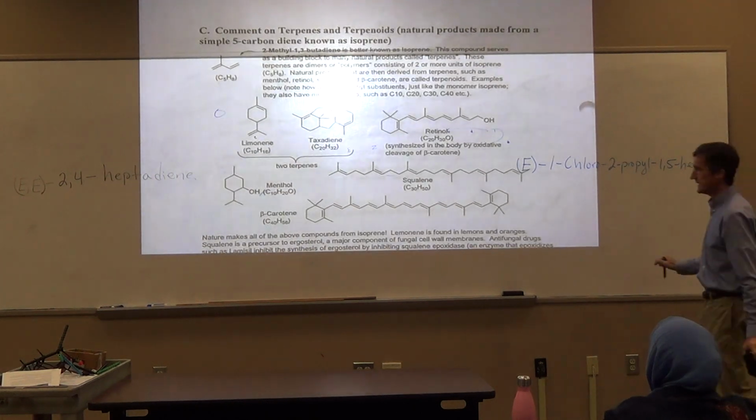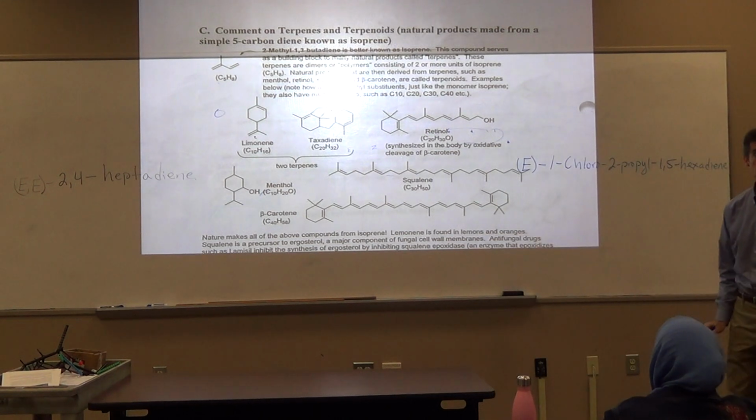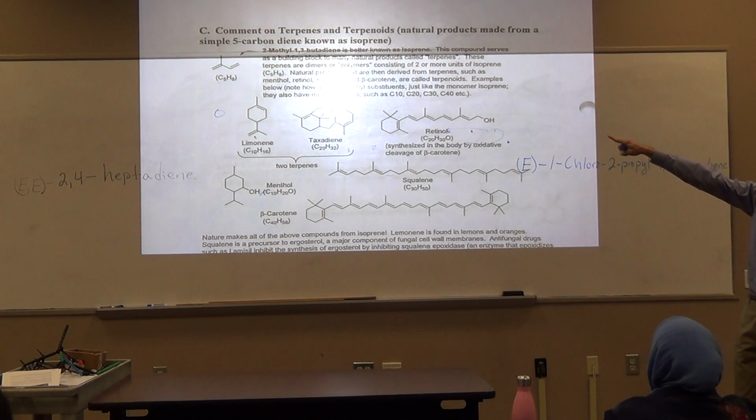There's beta-carotene. How many double bonds? I think that's 11 conjugated. Beta-carotene is a terpene. All right? So it's a class of natural products that ultimately comes from the monomer, which is a diene called isoprene. Mother Nature uses isoprene to build some pretty sophisticated molecules.